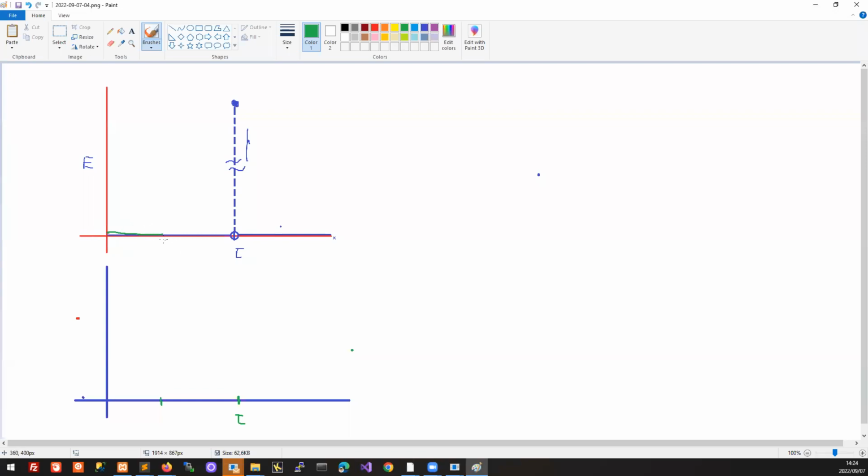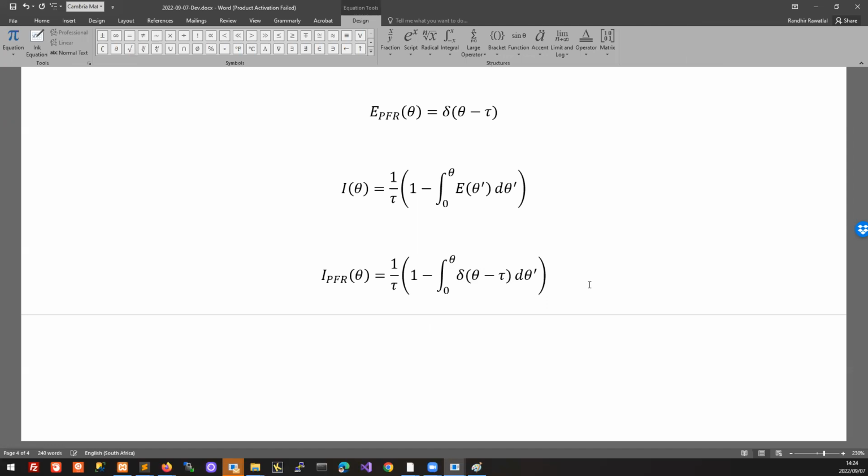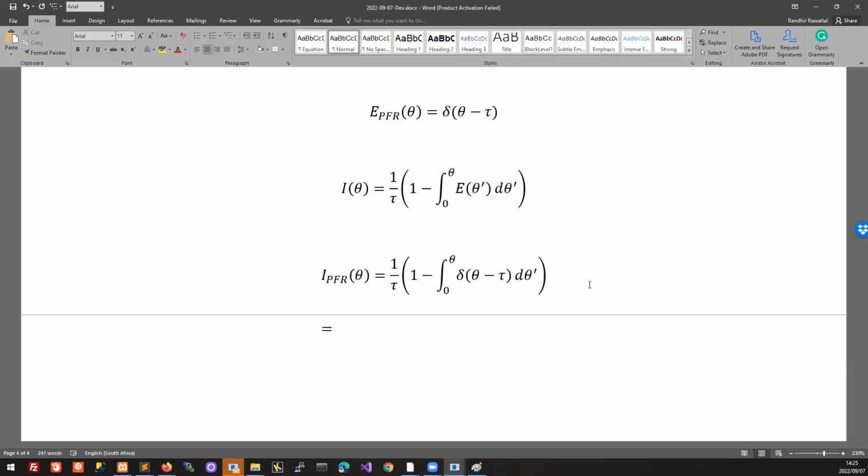The function E is 0 up to any point before tau. So if you look at this formula, when we are integrating for any theta value less than tau, this is going to be a 0. And so we are left here with 1 minus 0. So this is just 1 over tau. So we can say here this equals 1 over tau.